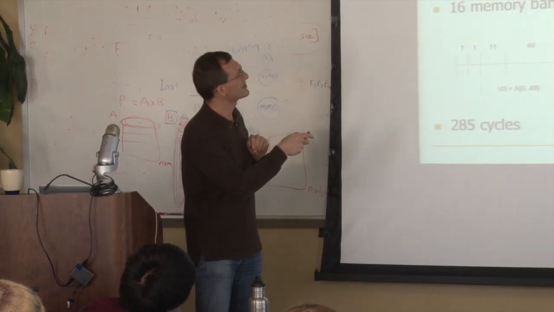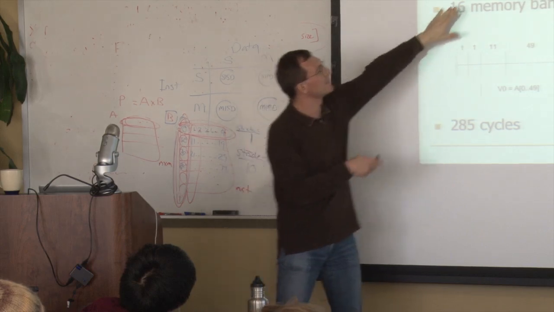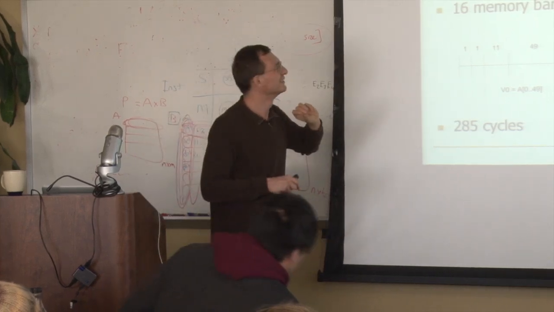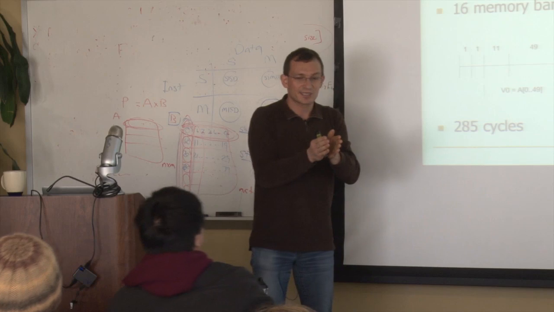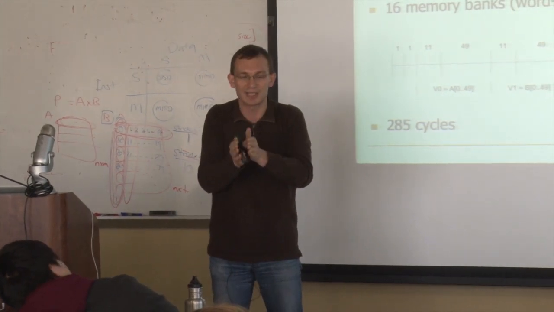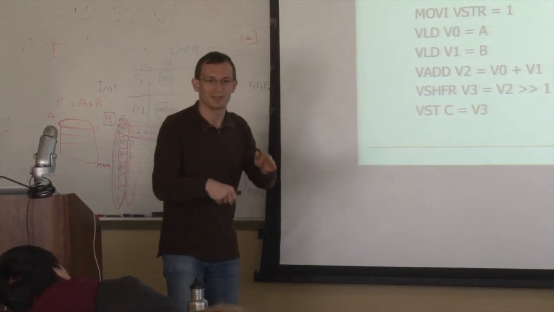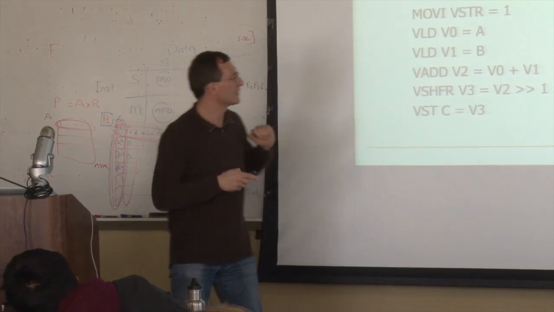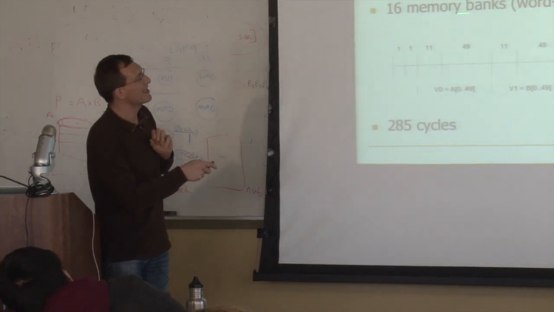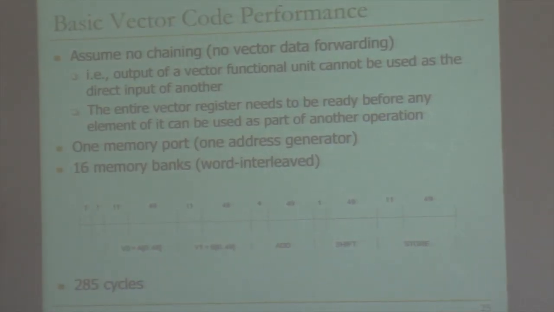Which means that the corollary is the entire vector register needs to be ready and needs to be finished computing before any element of it can be used as part of another operation. This is a bad vector machine design, but we'll fix that. Because even though you're operating on a huge vector register, you're really operating on it element by element. Once the first element is ready, let's say you've actually added the first elements, you can do the shift on that element. You don't need to wait for the entire vector register. But I'm going to assume that that support is not there yet. I'm going to assume 1 memory port, 1 address generator, and 16 memory banks, word interleaved, again. 1 memory port will be bad for this also, but not for this one.